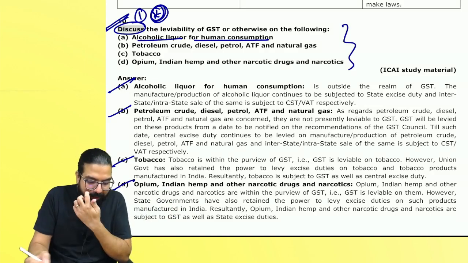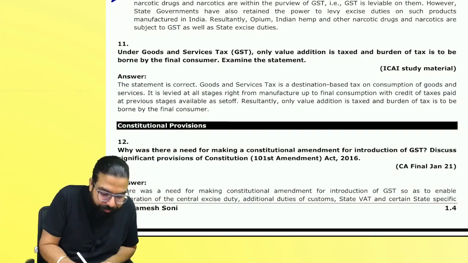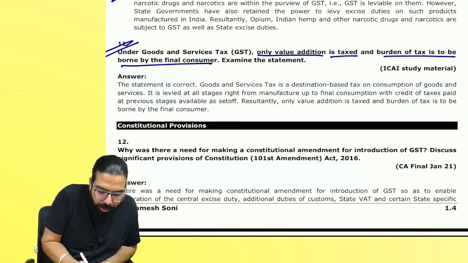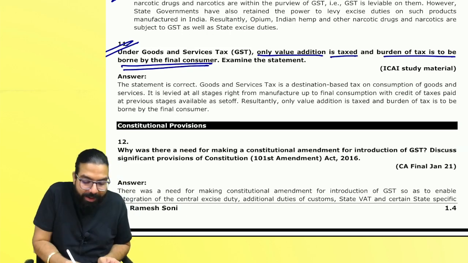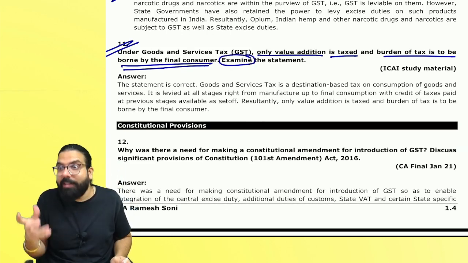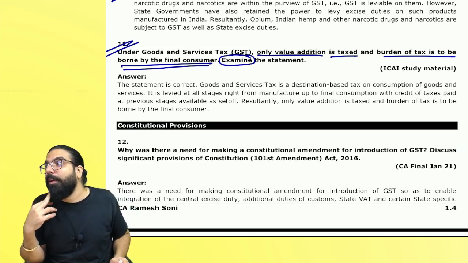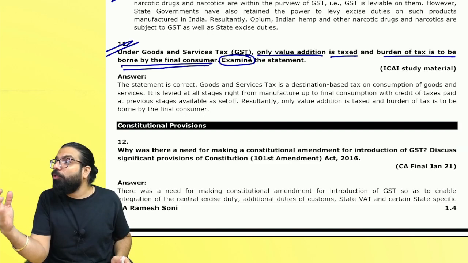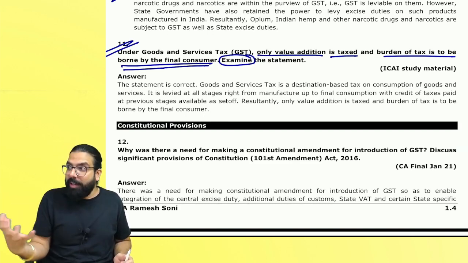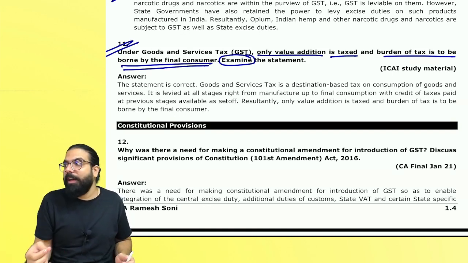Over, no. Is it there already in the chart book? Baba, nothing will be missed out. Don't worry about it. Under GST, only value addition is taxed and burden is to be borne by the final consumer. Examine the statement. They are telling examine. Closely look and examine. What do you examine by the statement? Is the statement correct or not correct? See, when they ask you to validate, you should say the statement is valid. When they tell you examine the statement, you say, the statement is correct, or the statement is incorrect.